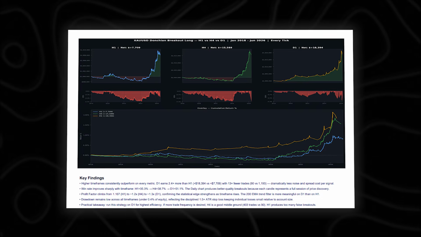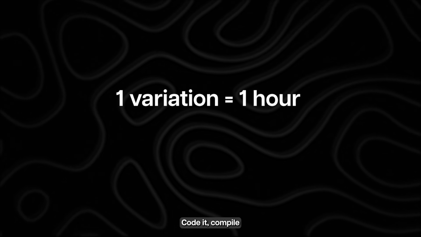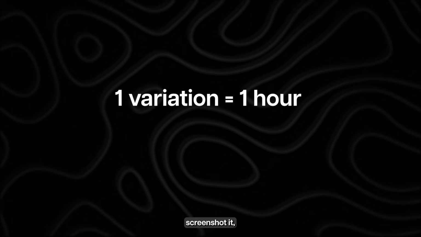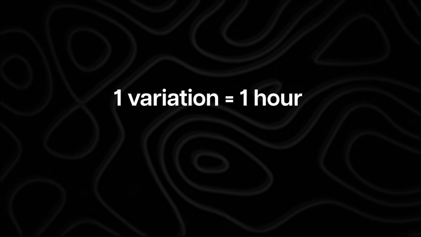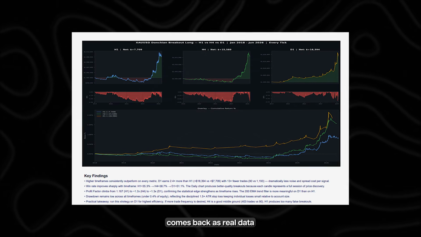Every variation cost me 0 effort. The old way, one variation was an hour of work. Code it, compile it, fix it, run it, screenshot it, type the numbers into a spreadsheet by hand. Now I run 20 variations before lunch, and every one comes back as real data I can audit.